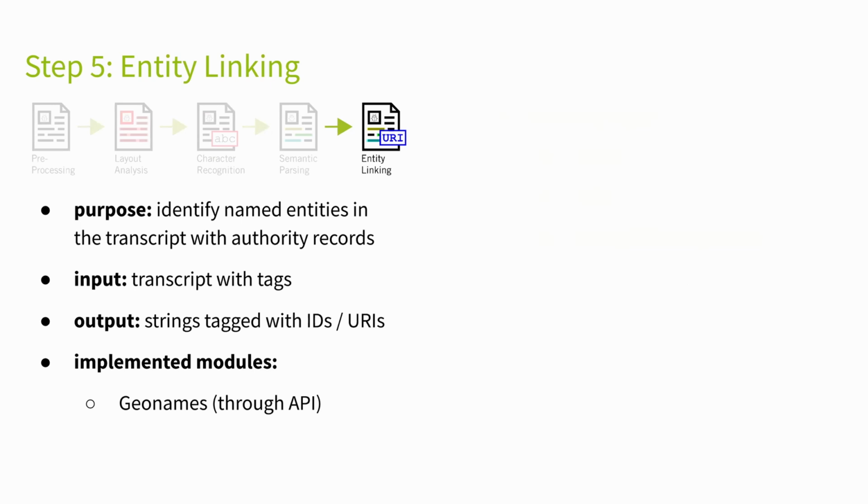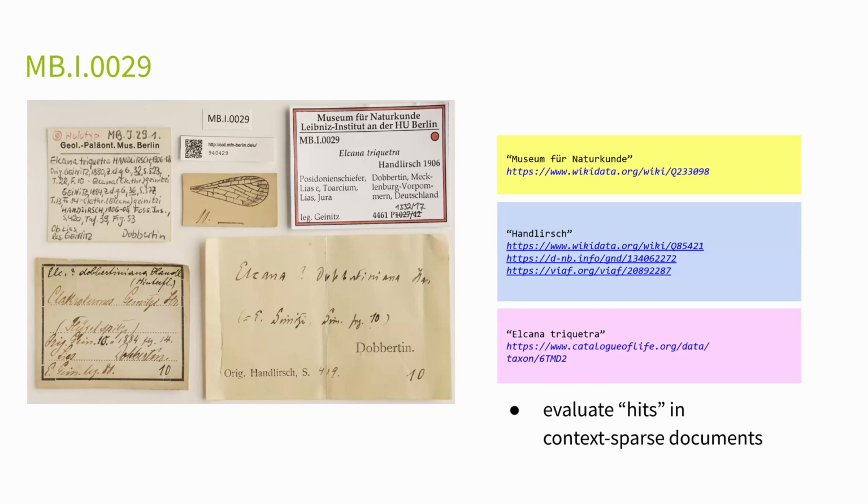Then the final step of the pipeline is the entity linking. Its purpose is to identify named entities in the transcript with authority records. Its input is the transcript with tags. And currently we have implemented, because these are of special importance to us, the entity linking for geographical entities, for place names through the GeoNames API. This certainly is also something that will evolve in the future for different authority record repositories, like Wikidata, for example, and different types of entities like organizations, persons, or taxonomic names.